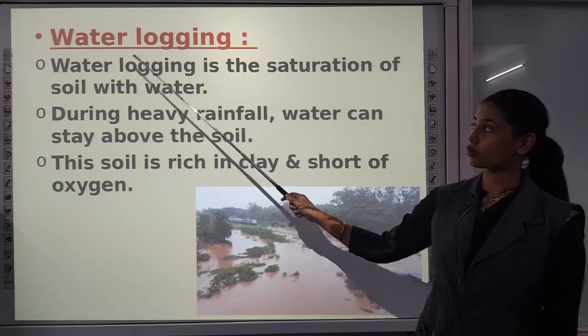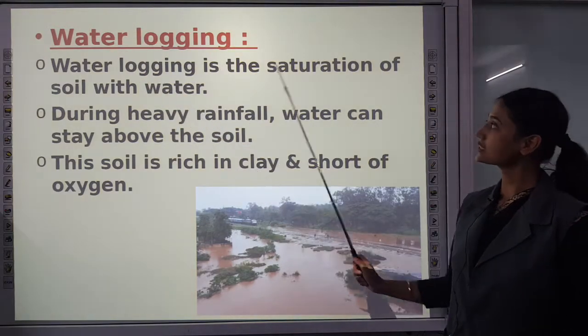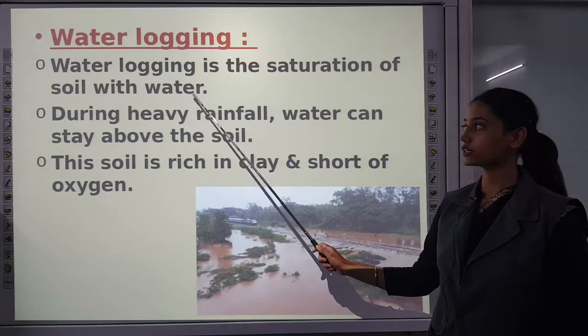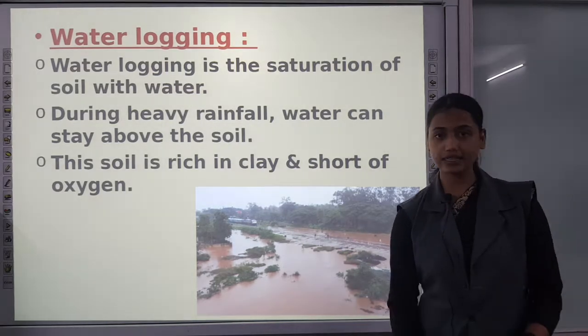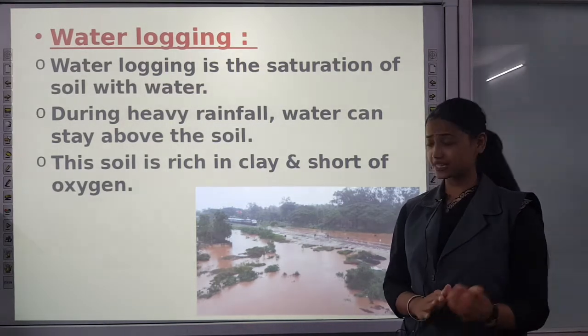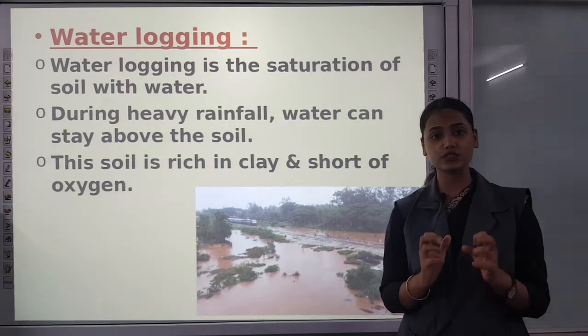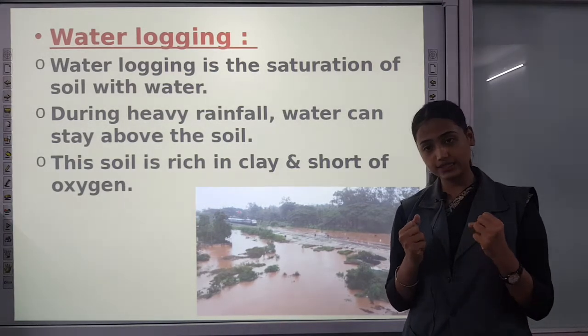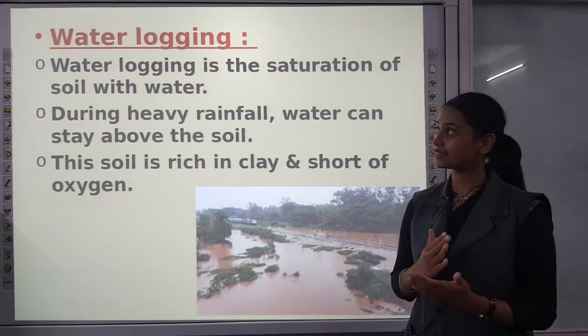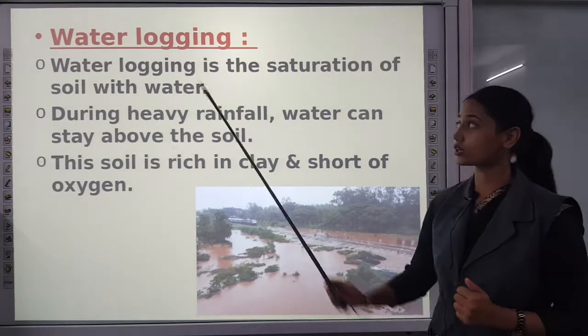It is also responsible for holding water, as it is organic matter. The next is water logging. Water logging is the saturation of soil with water. You know that there is a limit to soil also, which means at one point it will stop absorbing water, and that point is known as water logging.